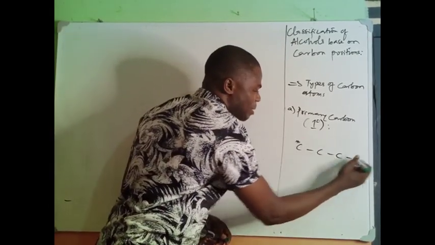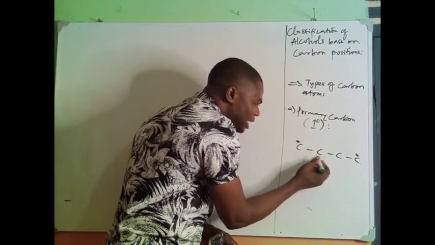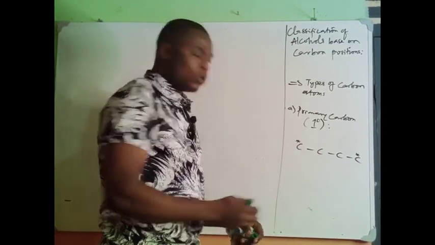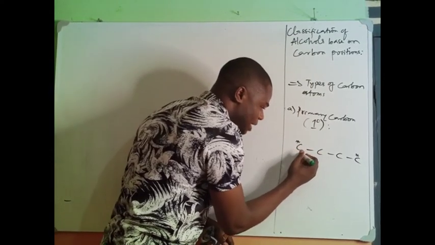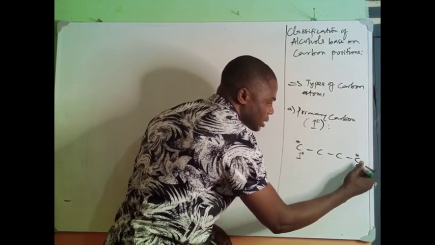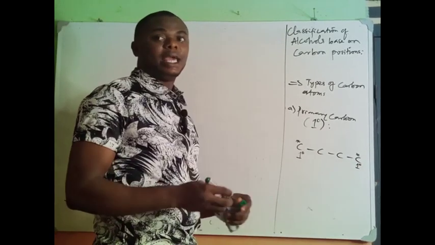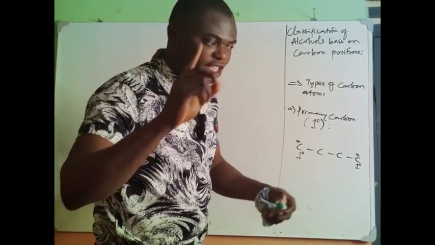This is it. You are a primary carbon, you are a primary. What makes you a primary carbon? Because only this carbon is directly attached to you. Only this particular carbon is directly attached to you. So you are a primary carbon. You are 1 degree. You are also 1 degree. So that is it. A carbon that has one other carbon atom directly attached to it is said to be primary carbon.